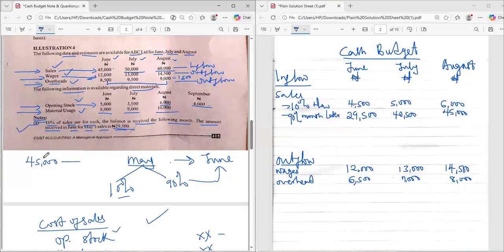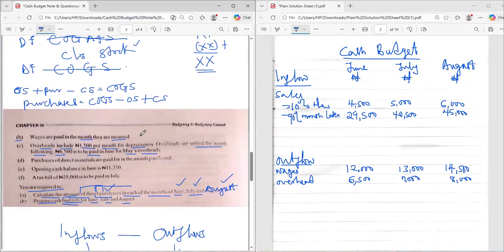I am done with A. Let's go to B. We are done with B. C. Let's look at D. Purchases of direct material are paid for in the month of purchase, but they did not give us a figure. Where are we getting a figure from?